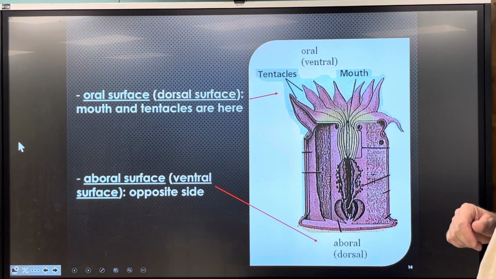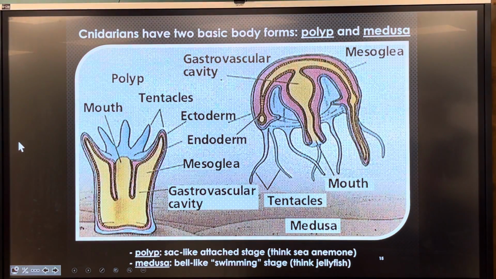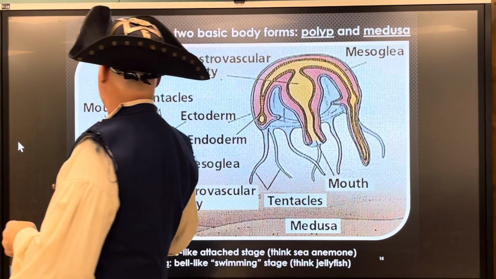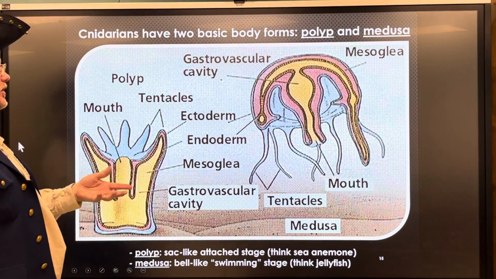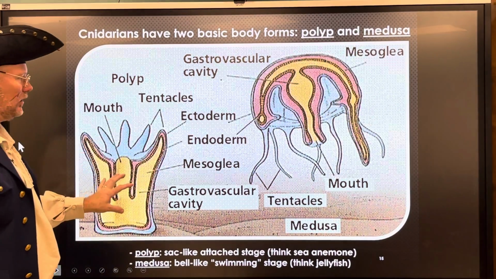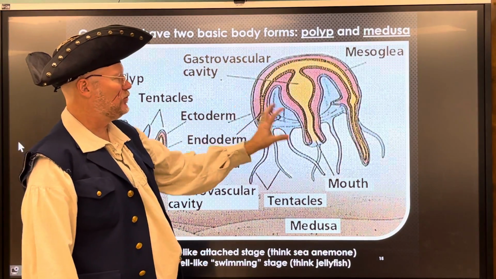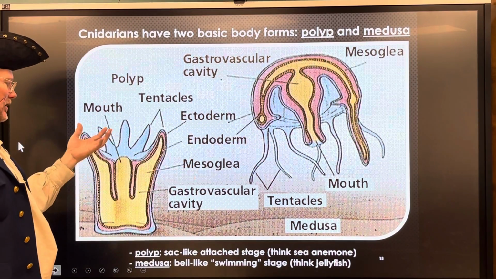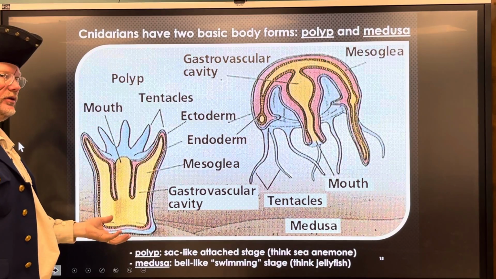Anemones. So cnidarians have two basic body forms. They have the polyp and the medusa form. So these guys, anemones, will at one time have a medusa form, when they're plankton, and then they will settle down and become the polyp form.